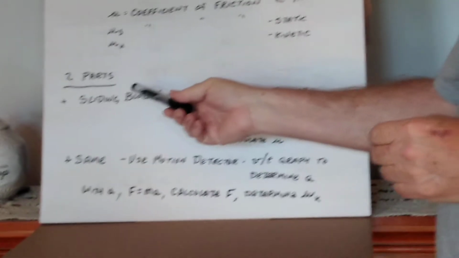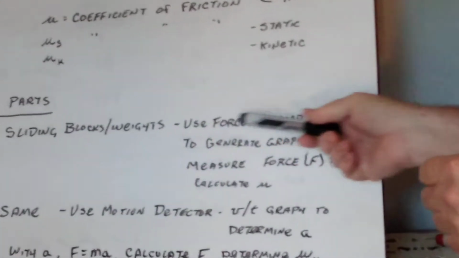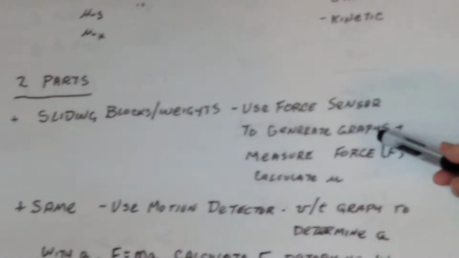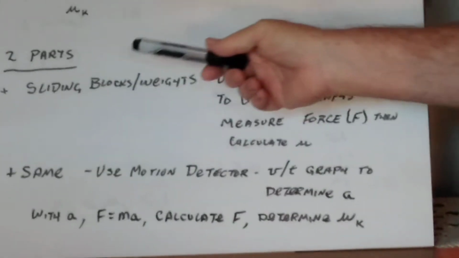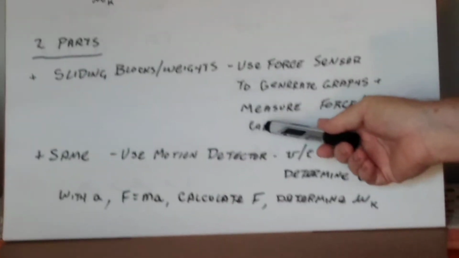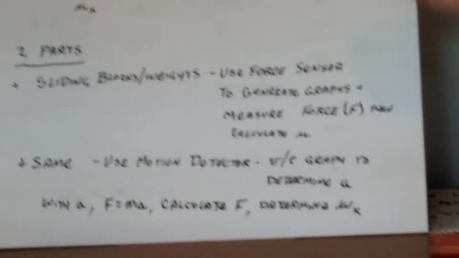And today's lab has 2 parts. In the first part, we're dealing with a block and a weight. And we're going to use a force sensor to pull on that block and weight. We're going to generate graphs, and through those graphs we're going to measure the force that's required to pull those blocks and weights, and from that we'll be able to calculate our mu, both static mu and kinetic mu.